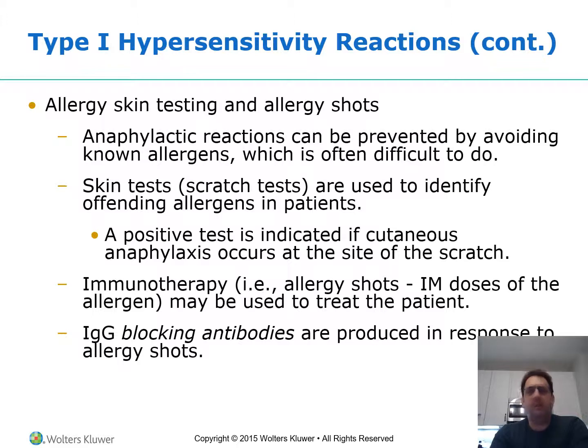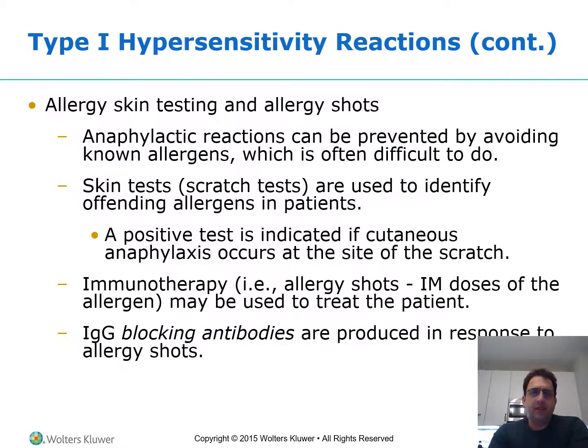Now, how do you know if you have an allergy to something other than going to the hospital with anaphylactic shock? Well, if you know what your allergens are, you can actually avoid them or carry an EpiPen in case you do come into contact with them. Usually we do either scratch tests where you scratch the surface with the allergen, or you do a subcutaneous injection. And either way, what that will cause is a cutaneous reaction, a swelling at the site that can actually be measured to grade how severe the allergy is.